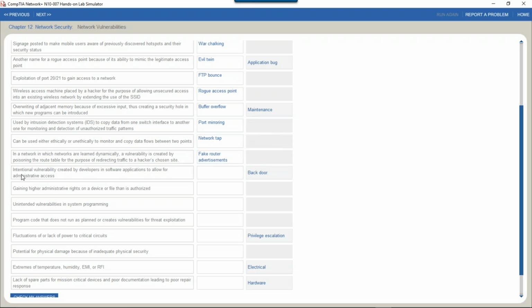Okay, let's move on. Intentional vulnerability created by developers in software applications to allow for administrative access. What's the keyword?